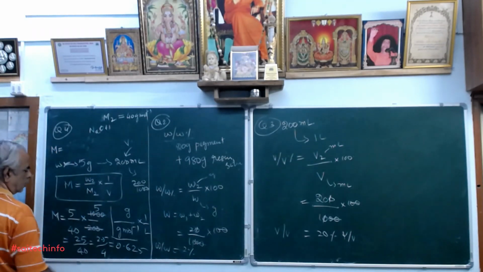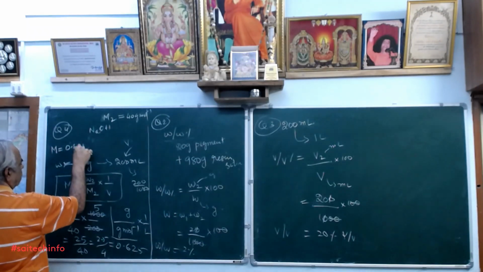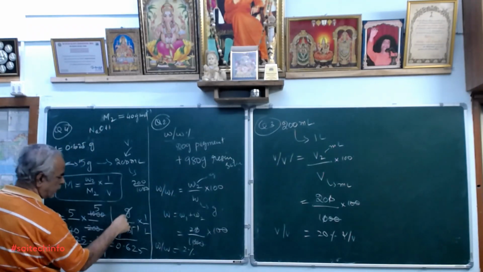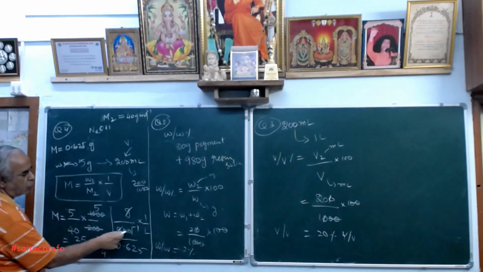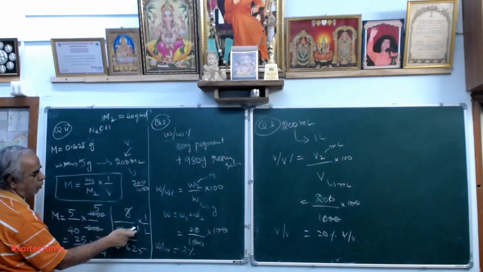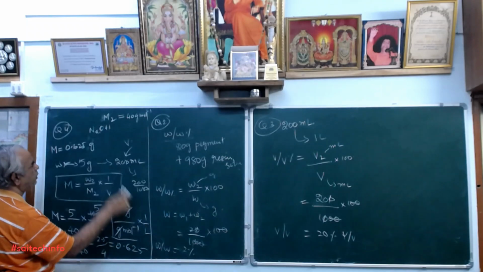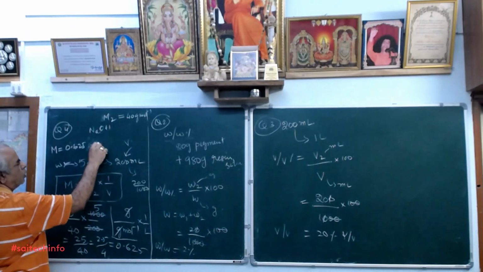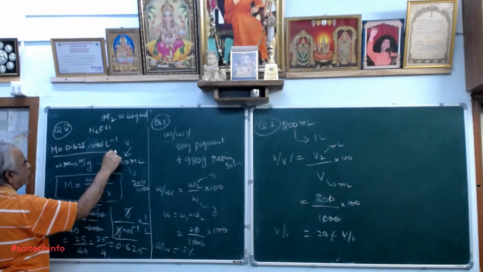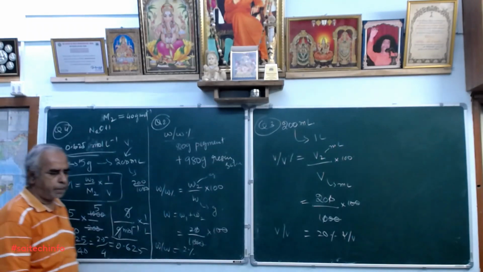unit. So 0.625 gram. So you can cancel this gram. Mole will go there. So mole inverse becomes mole per liter. So you can call it mole per liter. So this is the correct unit, right?